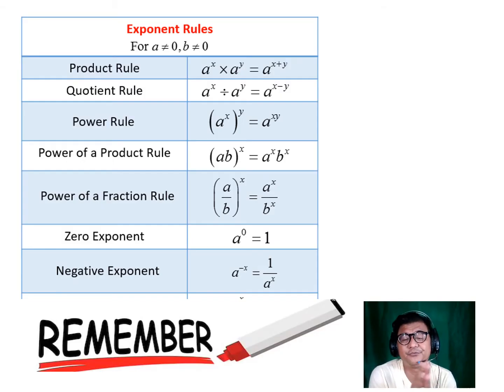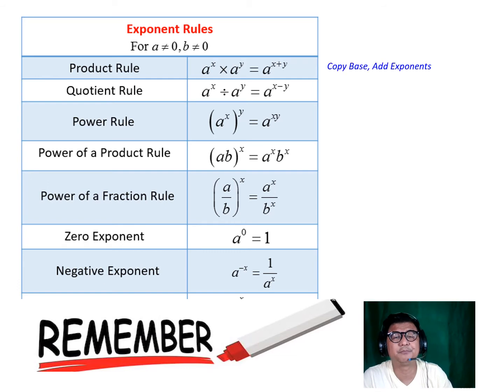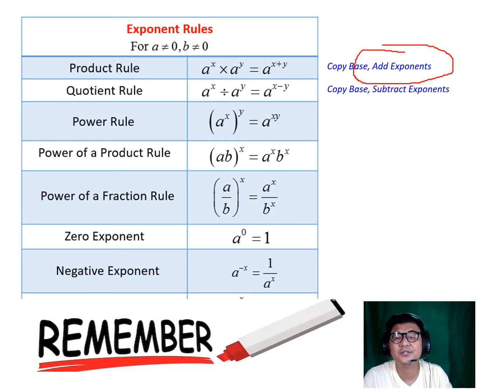Now, before you perform the operations, you have to remember or recall or memorize the exponent rules. We remember the product rule: the base of a and the exponents of x and y. What do we do? We simply add the exponents, so x plus y. But when you divide, you simply subtract the exponents.